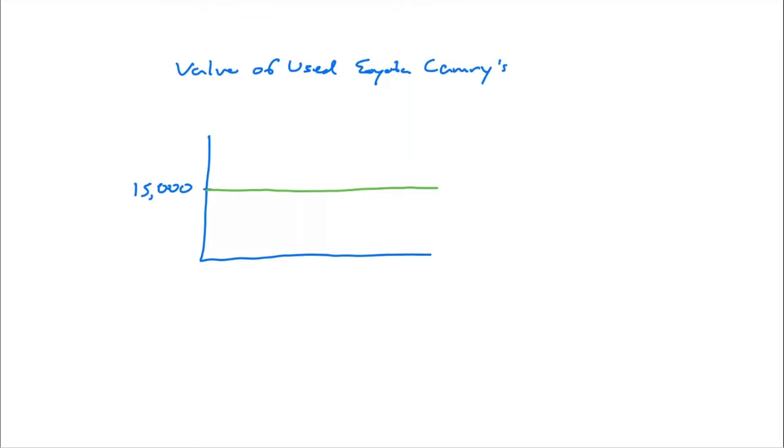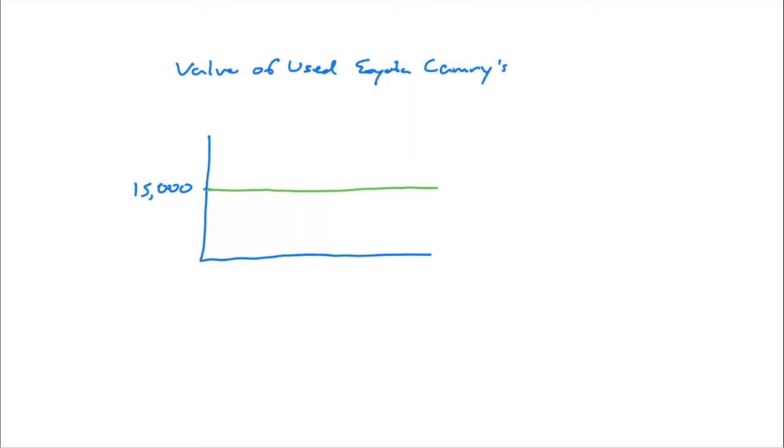Maybe it's the color. Maybe red Toyota Camrys are not real popular. People don't really want them. They're worth less than, say, a white, black, or gray, something that's a little more neutral in color. So there are a variety of variables or factors that impact the value of a used Toyota Camry. Okay, so let's just pick, for example, miles.